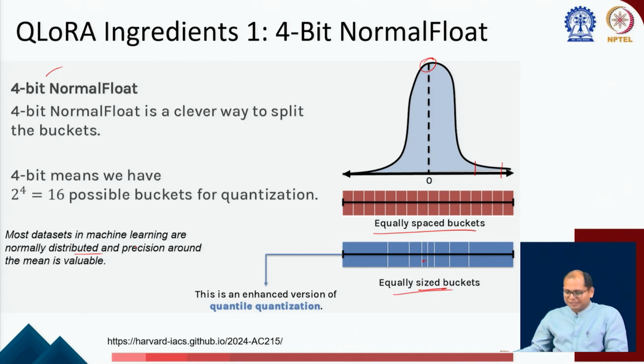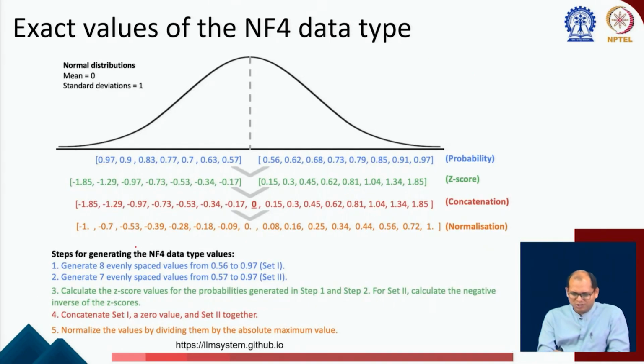So this is a nice thing about quantization. Now, how do I find these buckets? This is not too difficult. What they said is, let's assume a mean of 0 and standard deviation of 1 in a normal distribution.